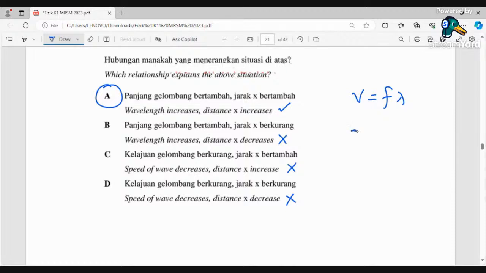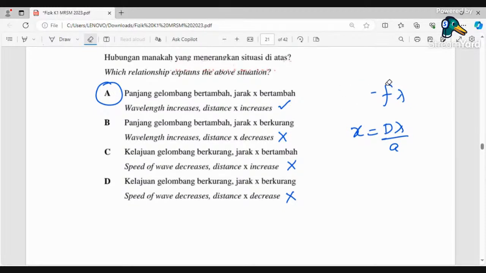Kita guna formula ni ya. Ini takut you confuse pula.